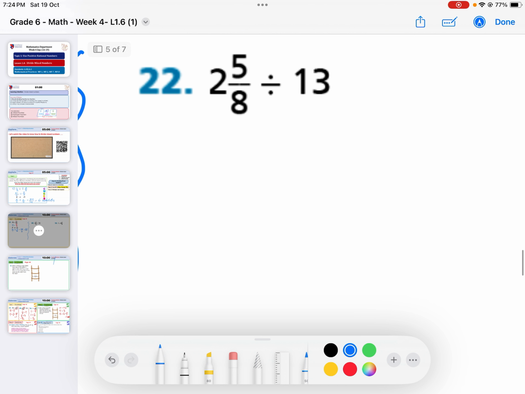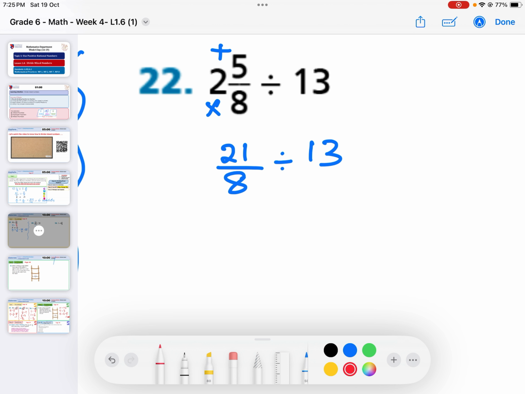We're going to apply the same steps. So here, I've got myself a mixed number. What do you do when you see a mixed number? We're going to change it into a fraction. 2 easy steps, multiply and add. 8 times 2 is 16. 16 plus 5, that will be 21. And the denominator stays the same. Then divide, bring down the division sign, bring down the 13.